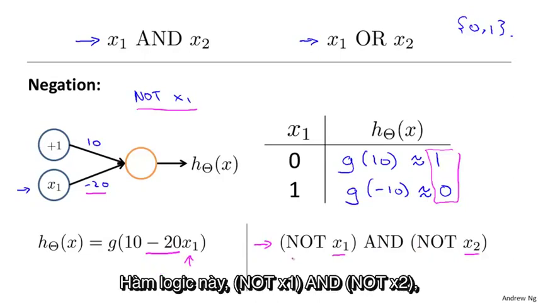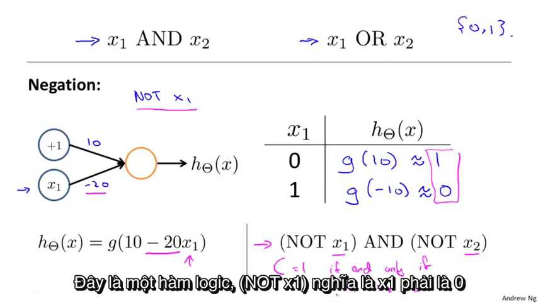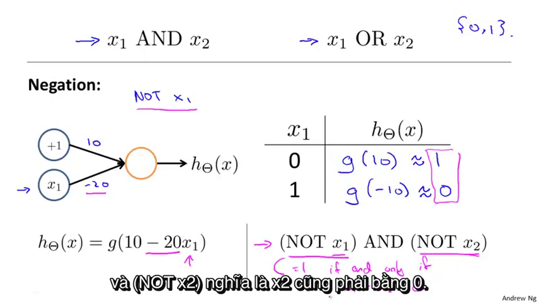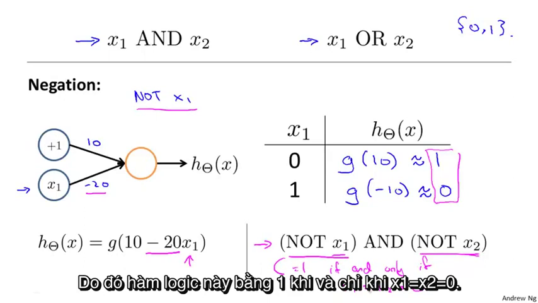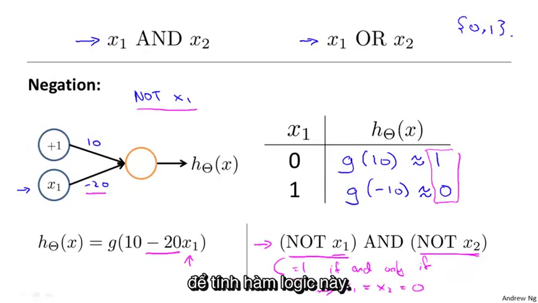Right? And so this logical function not x1 and not x2 is going to be equal to 1 if and only if x1 equals x2 equals 0, right? So this is a logical function that says not x1, that means x1 must be 0, and not x2, that means x2 must be equal to 0 as well. So this logical function is equal to 1 if and only if both x1 and x2 are equal to 0. And hopefully you should really figure out how to make a small neural network to compute this logical function as well.